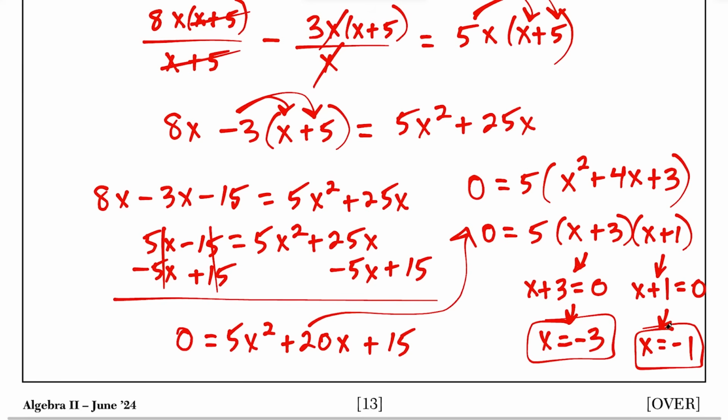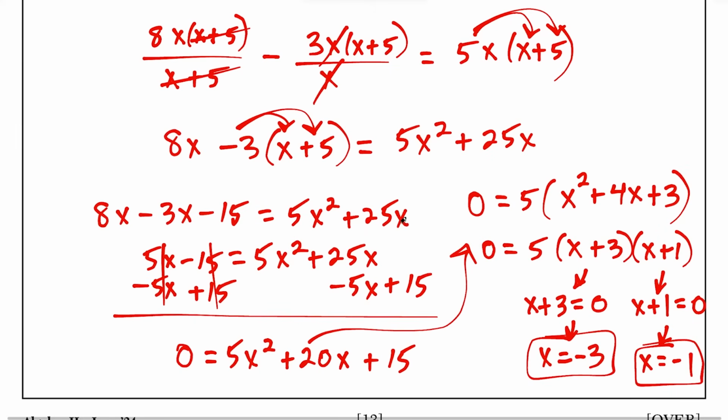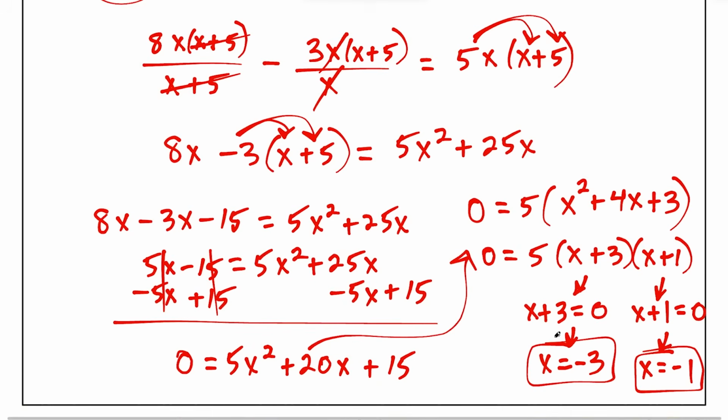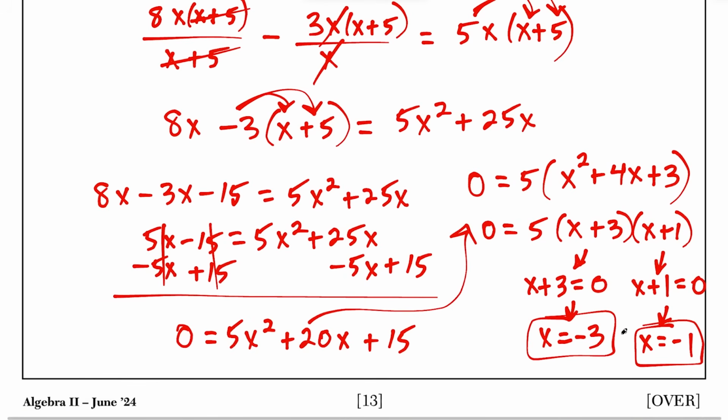And remember what I said in the beginning, to see if those values of x would make the denominator 0, but we only had to look out for 0 and -5. These values are fine, so these are definitely our solutions.